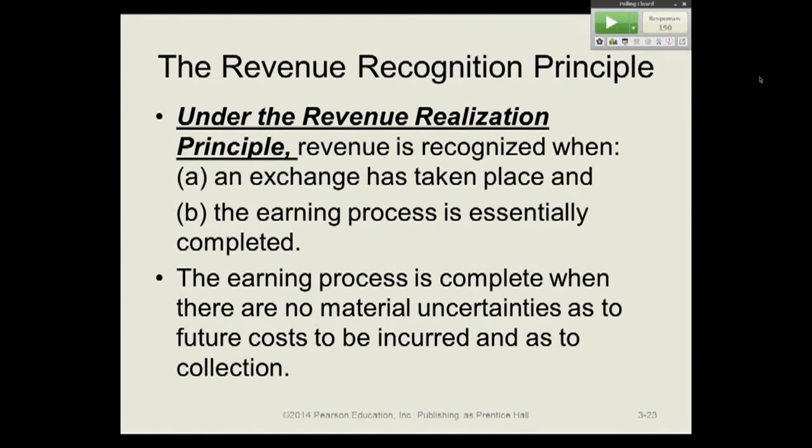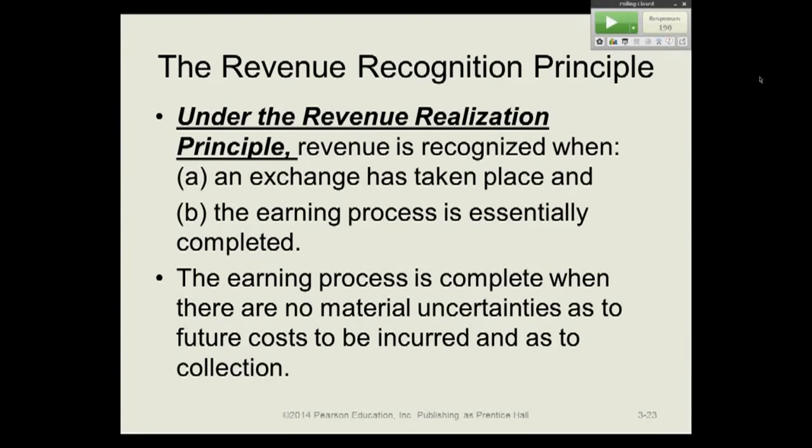Now, when you look at revenue recognition, in order to recognize revenue you have to have an exchange, and the earning process has to be substantially completed. An exchange means an exchange of goods for a promise to pay, an accounts receivable. An exchange could also be an exchange of contractual promises. The earning process is essentially complete when there are no uncertainties as to future costs and to collection. Collectability, as we said earlier, if you have some question, you would estimate how much you're going to collect.